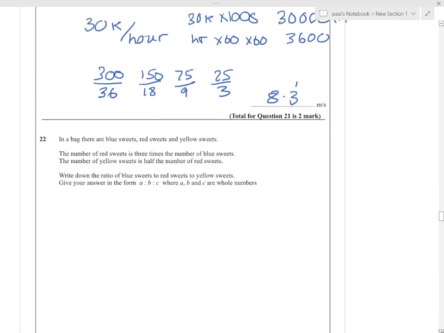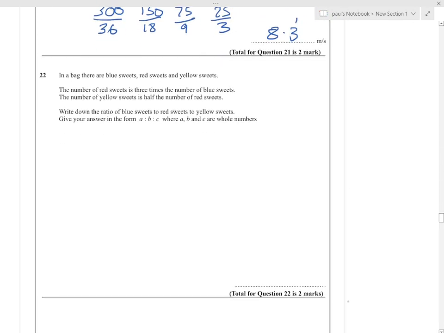Okay, what have we got? Bags of sweets. So in the bag, there are loads of different coloured sweets. There's blue, red and yellow. The number of red sweets is 3 times the number of blue. So if we have blue is 1 and red is 3.